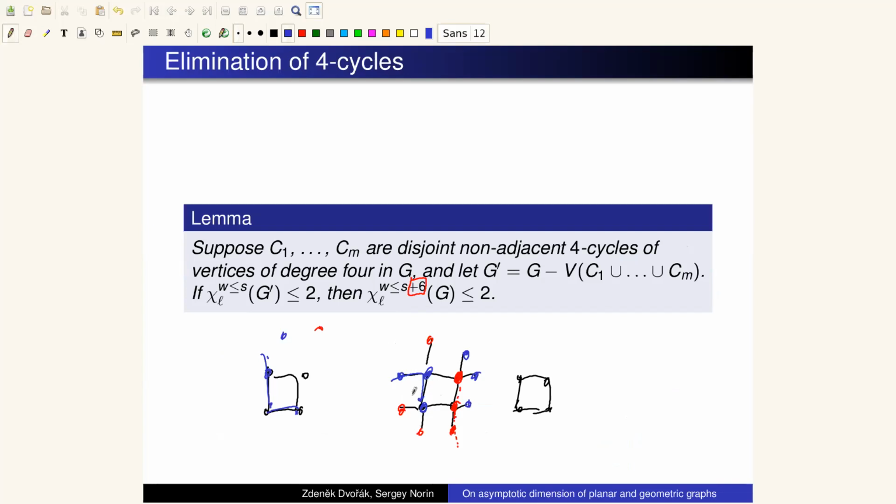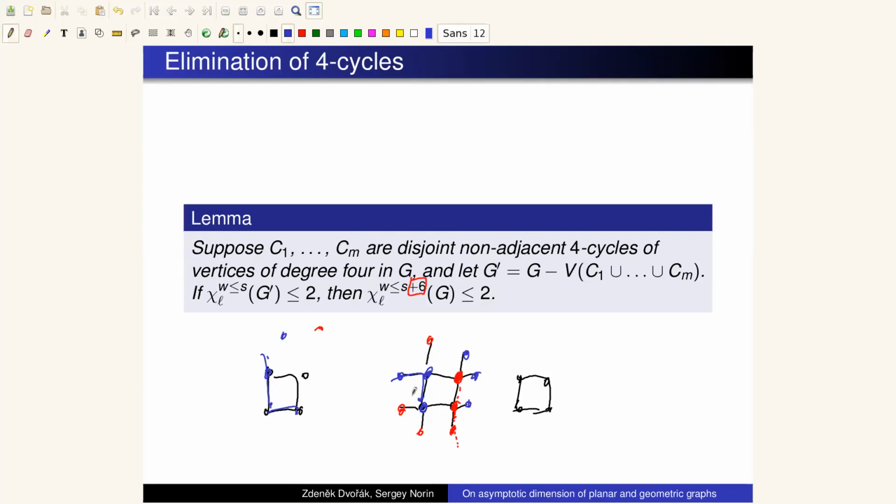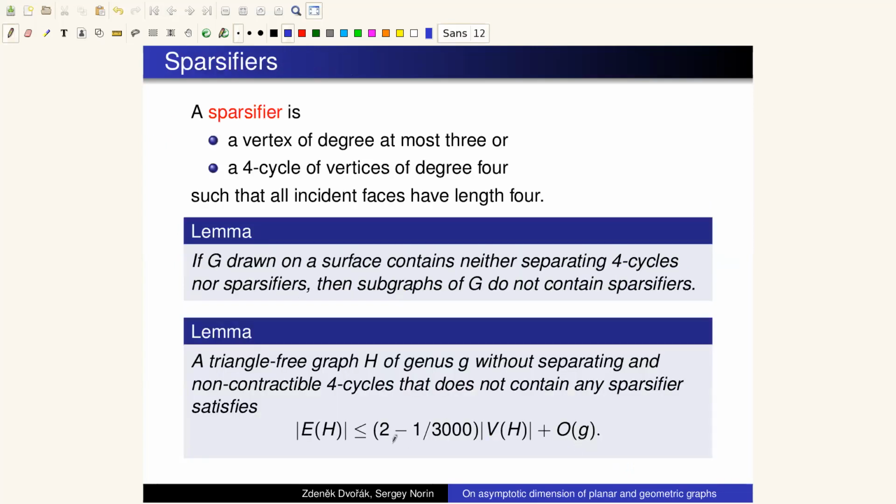Okay, and now there are some technical details which I will skip because I'm speaking for long enough. Basically, what you show is that if you delete a maximal independent set of these vertices of degree at most 3 and 4-cycles, then you will get a graph which is substantially sparser. That's just by a standard discharging argument.